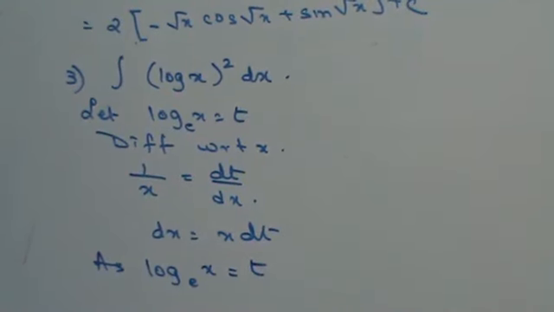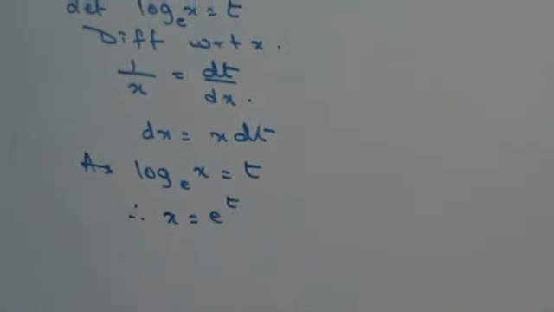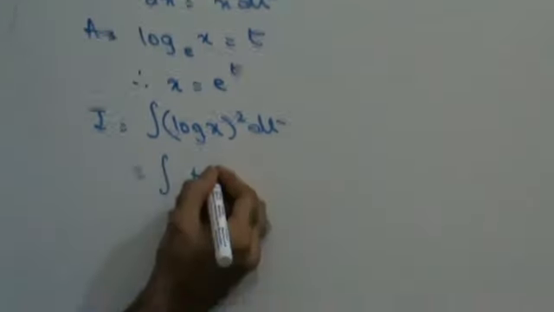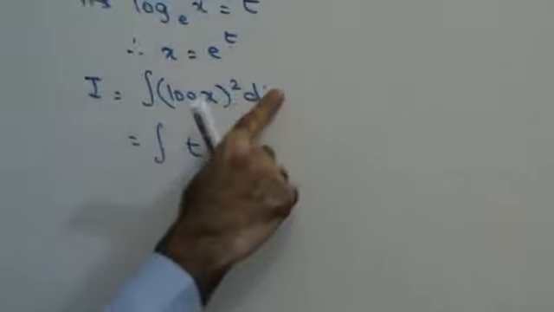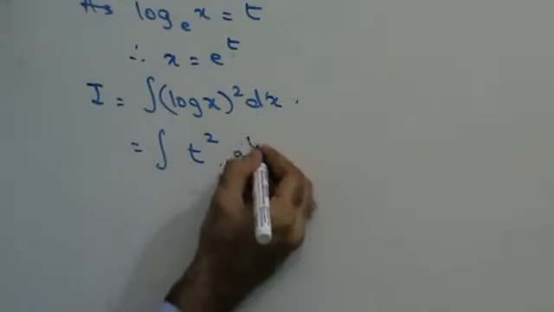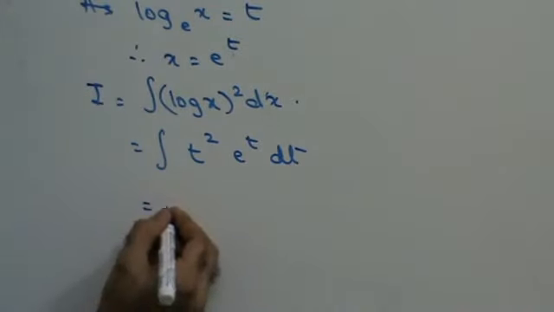Now if I use the first principle of log, I can say that x is equal to e raised to t. Now let's see this. I is integral of log x the whole square dx. log x can be written as t, so t square. dx can be written as e raised to t dt. Here you can use parts uv.